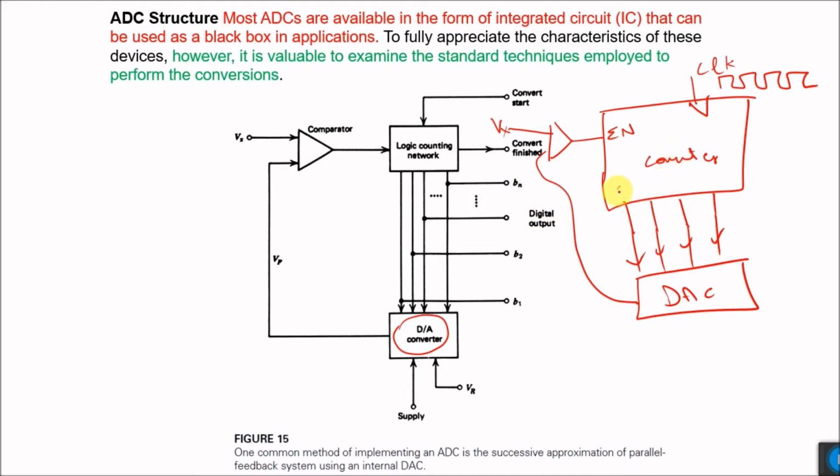So this counter will start from 0 0 0 0. Let's say the input value is 2 volts, and the reference value VR at the DAC is 5 volts. Now the counter is all zeros, so the input of the DAC is all zeros and the output of the DAC is 0, and this input 2 is greater than 0, so the enable is 1, and as soon as the next clock pulse comes, this counter will increment and this 0 will become 1.